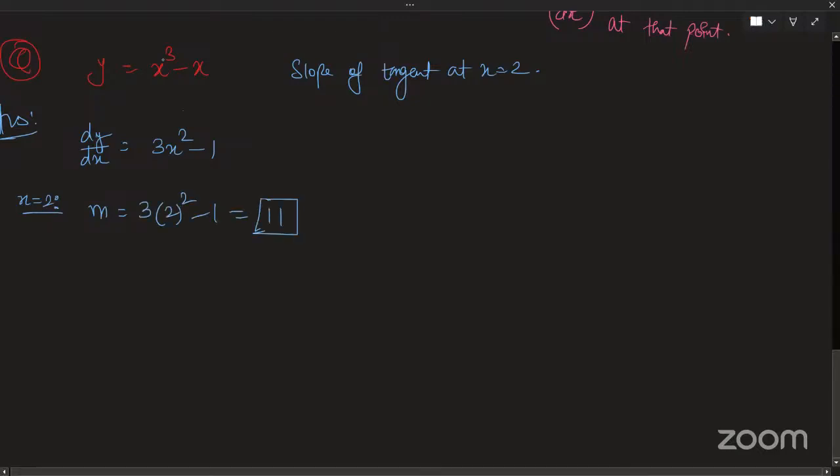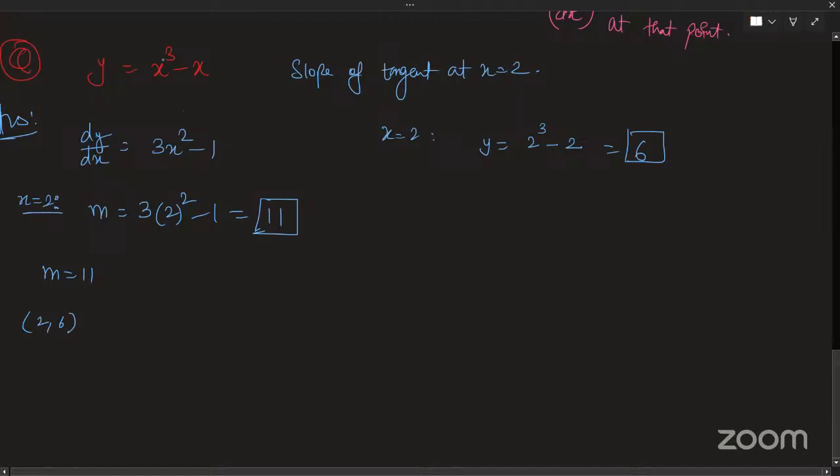So I know the slope. And do I know the point also? I know that x is equal to 2. So do I know y also? Yes, I know the y by substituting the value of x is equal to 2 in this equation. So y will be how much? 2 cube minus 2, 6. So I know that slope is 11 and I know a point 2 comma 6.